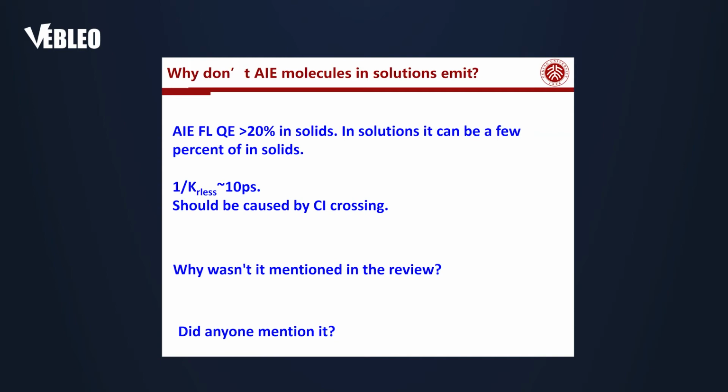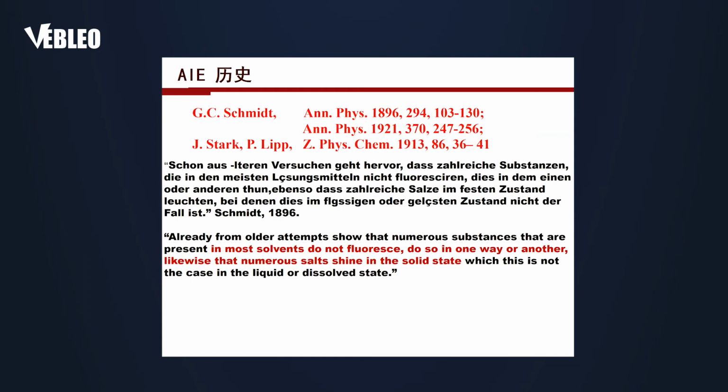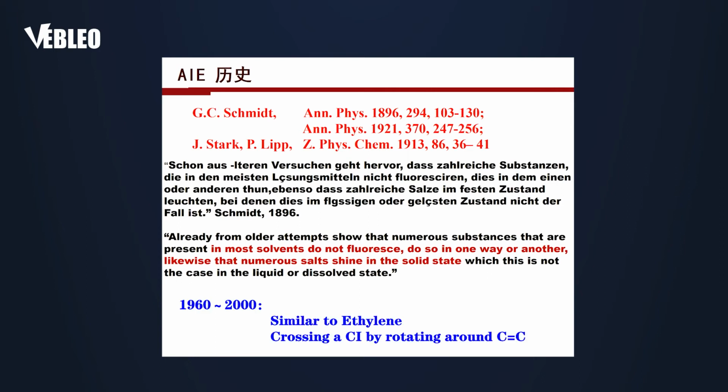But we can ask a further question. So if this explanation is right, then did anybody mention it before? In order to answer this question, let's go back to check the history of AIE. So as early as 1896, the AIE phenomenon was already mentioned in a paper, certainly written in German. And then in 1913, Stark already did very systematic research on this phenomenon.